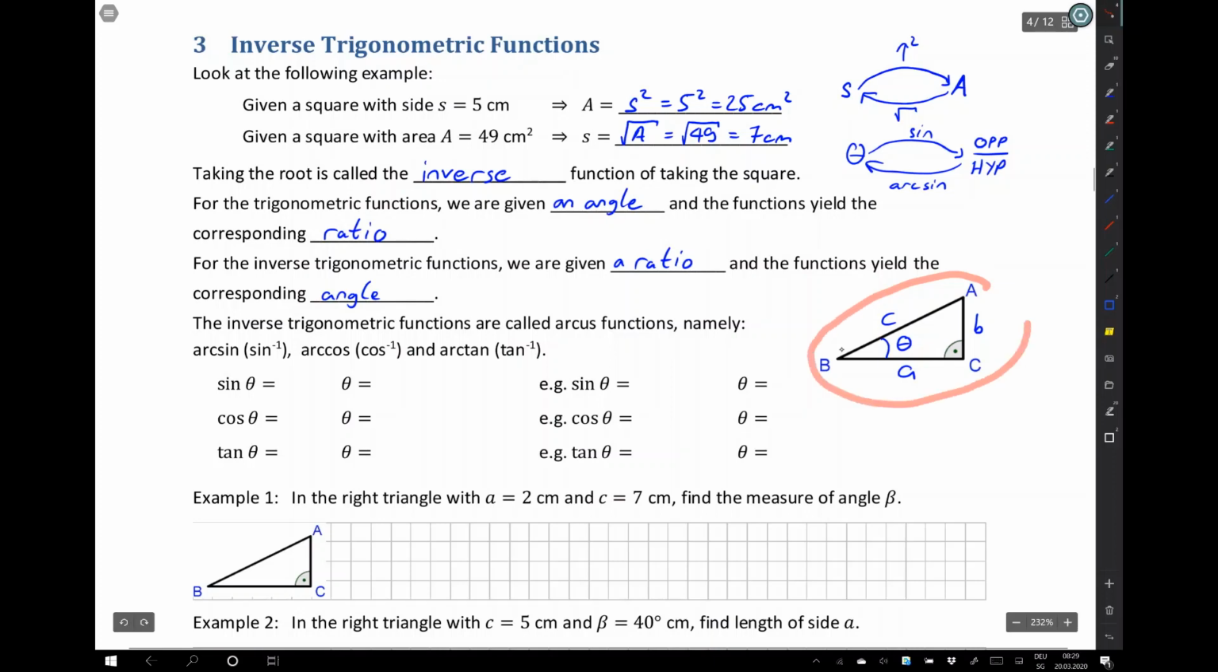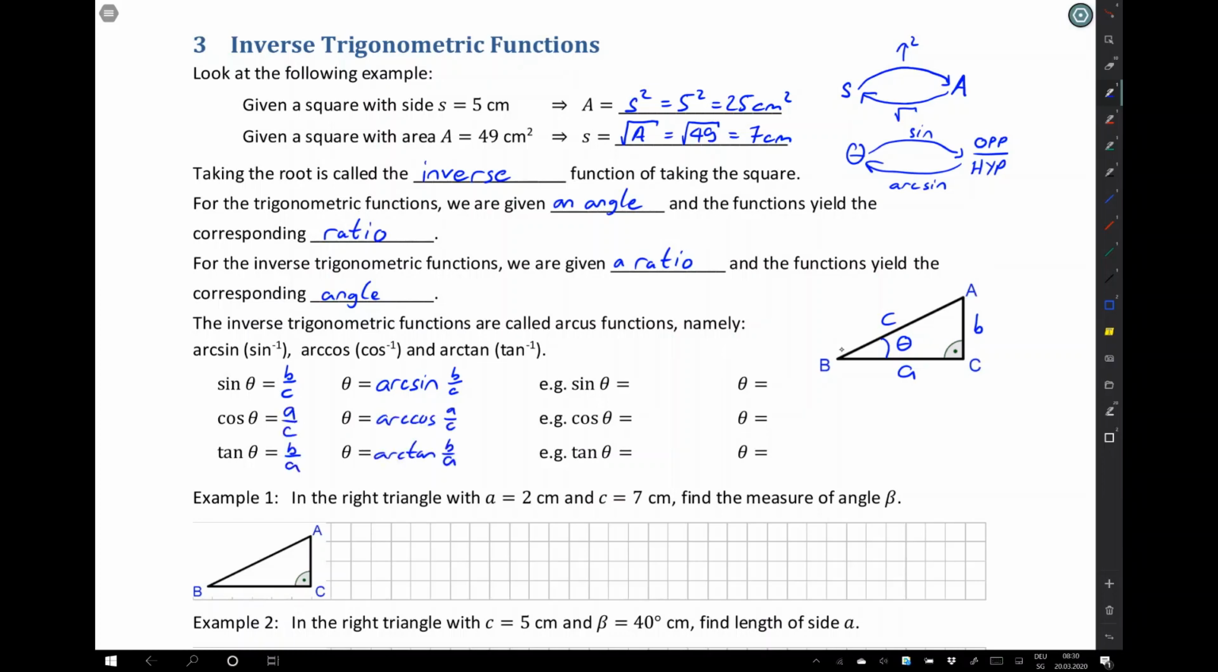Let us look at this triangle here. Sine of theta is by definition b divided by c, and so theta is arcsine of b divided by c. Try to fill in cosine and tangent of theta. Stop the film, and here you see the results.